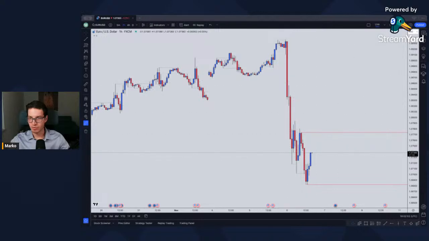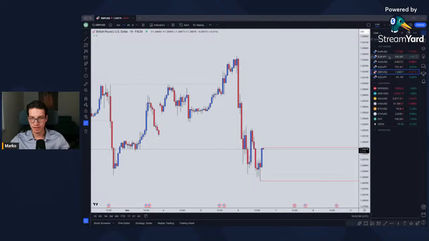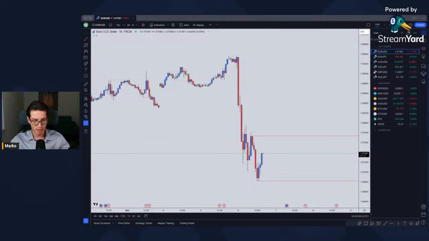That sell-off led to a massive drop, and the same thing happened on the Aussie and the US dollar and the pound and the US dollar. Just give me 1 second.